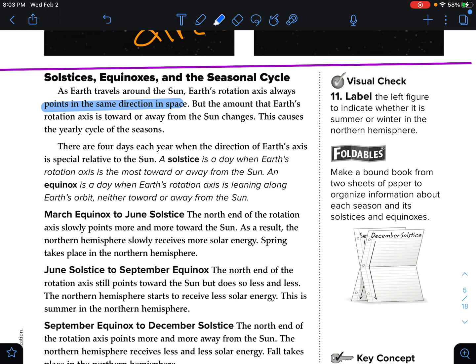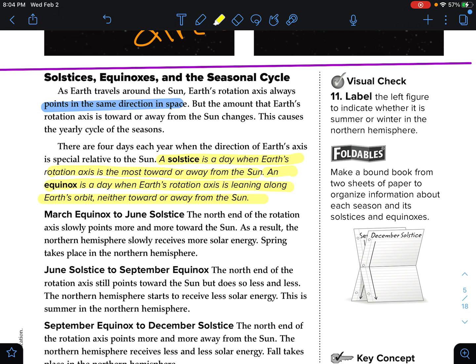There are 4 days each year when the direction of Earth's axis is special relative to the sun. So I'm going to change this highlighter to yellow because this is one of our vocab words. A solstice is a day when Earth's rotation axis is the most toward or away from the sun. An equinox is a day when Earth's rotation axis is leaning along Earth's orbit, neither toward or away from the sun. So we're going to want to make sure that we add these 2 vocab words to our assignment.